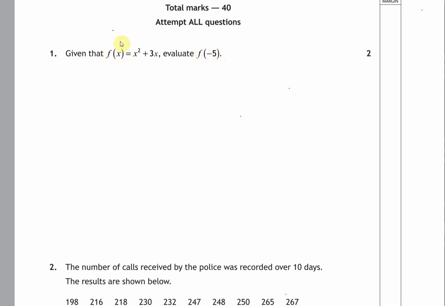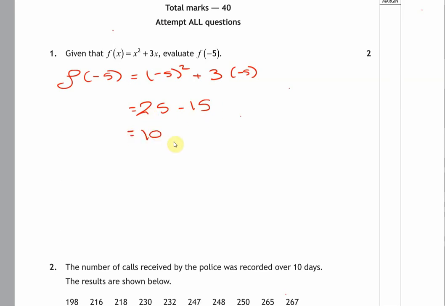So all we need to do is rewrite this equation and replace x with minus 5. So here we'll have f of minus 5 equals, wherever there's an x, we're going to replace it with minus 5. So we'll have minus 5 squared plus 3 times minus 5. Then minus 5 squared will be plus 25. Then 3 times minus 5 is going to be minus 15. So 25 take away 15, the value becomes 10. So your 2 marks come from substitution of the minus 5 and then actually carrying out the calculation.